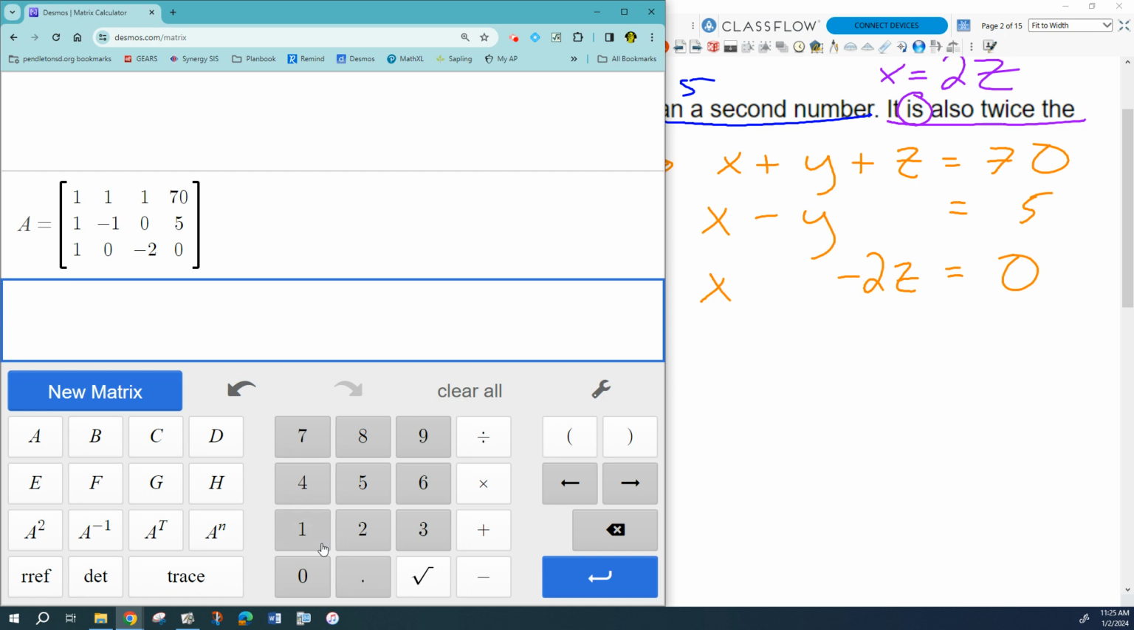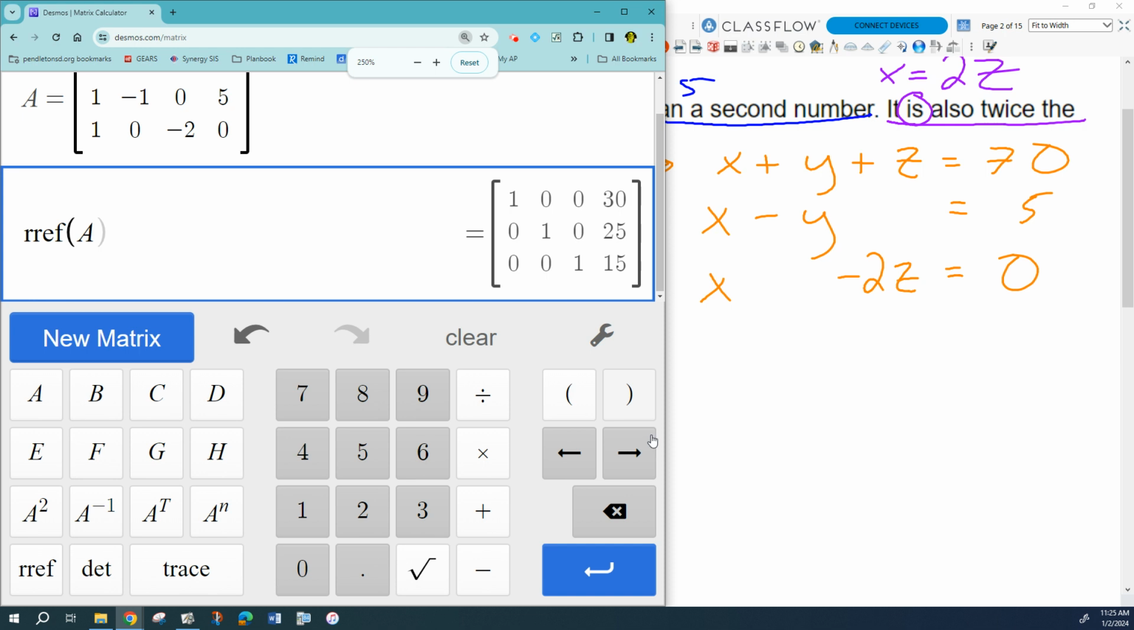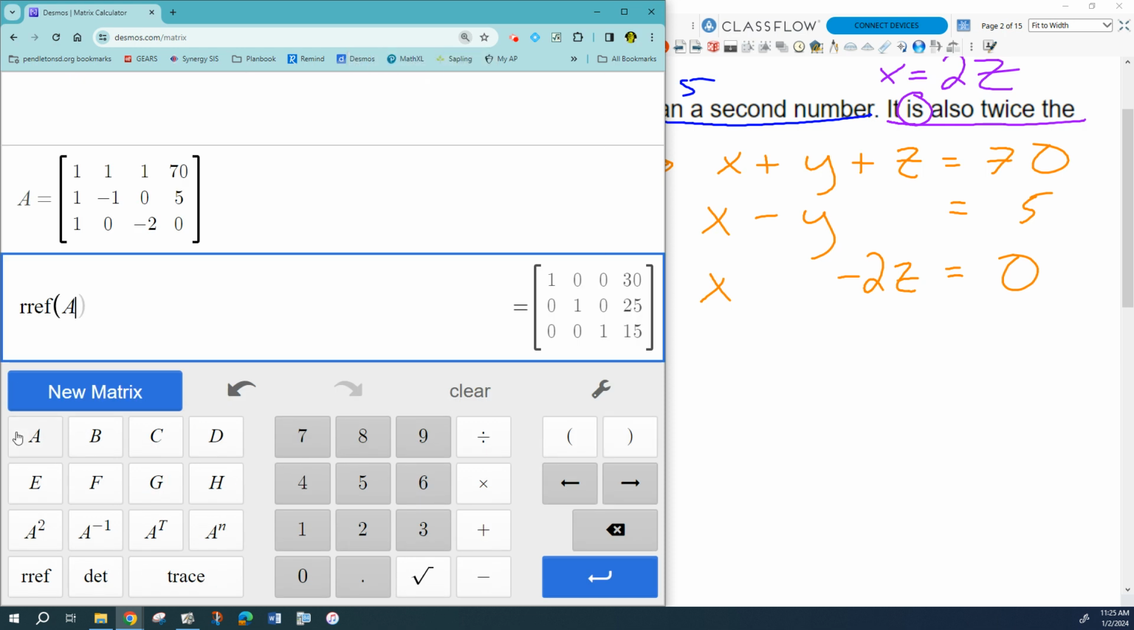How do I solve? RREF. What goes in there? A. I got to push the A buttons because I have to use matrix A. And there's my answer. How about that? Oops, that's too big. Well, that'll work.